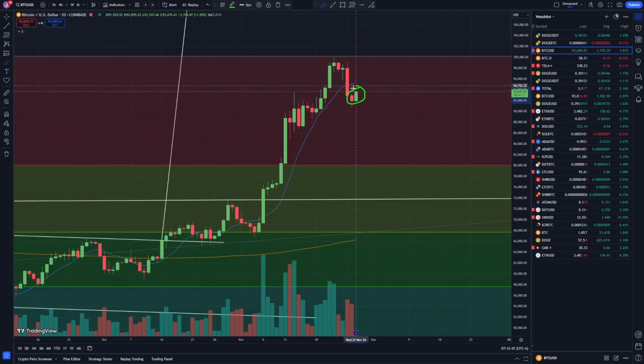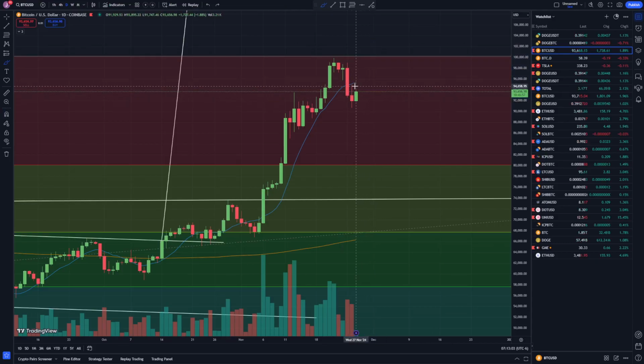Right here on Bitcoin, we're below it. So in this case, in my opinion, this is a bearish argument. This is an argument that we are kind of bearish right now because we broke below the 9 moving average. Now we have to break back above it to really start moving again.